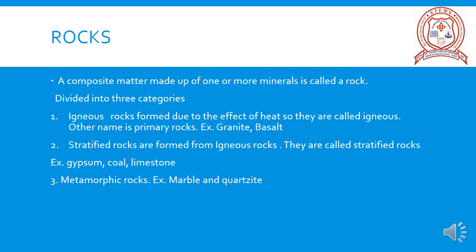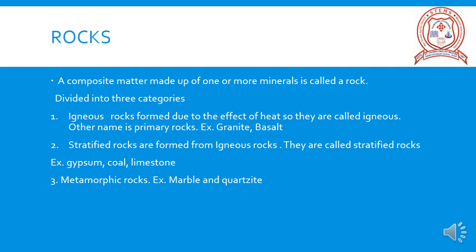Now we are going to learn about rocks. A composite matter made up of one or more minerals is called a rock. Rocks can be hard or soft, porous or non-porous, light or heavy in weight. Rocks are divided into three categories on the basis of their formation. These three categories are igneous rocks, stratified rocks, and metamorphic rocks.